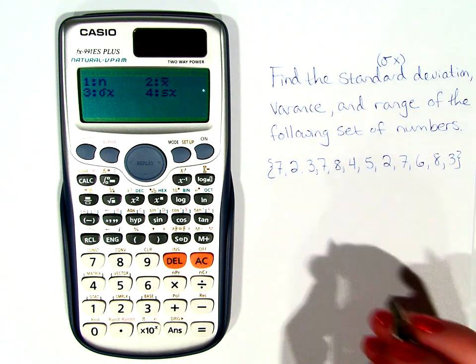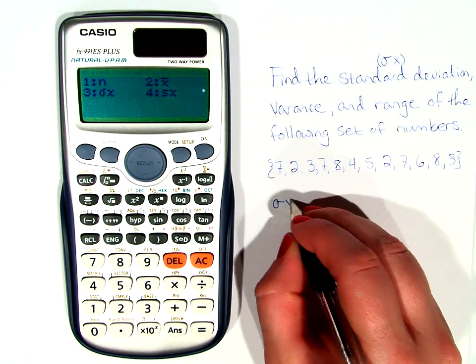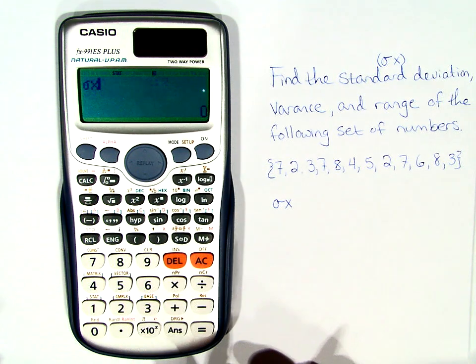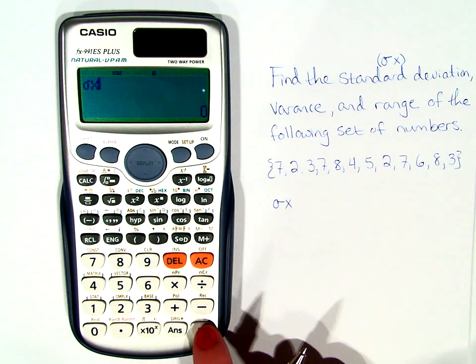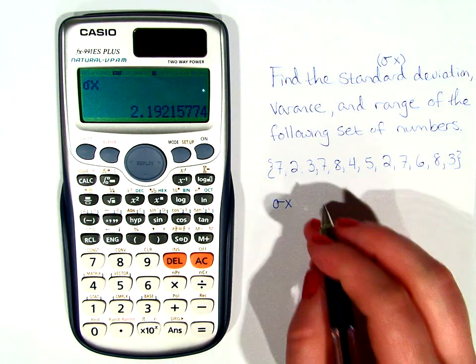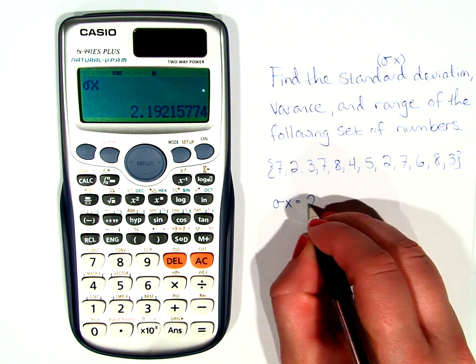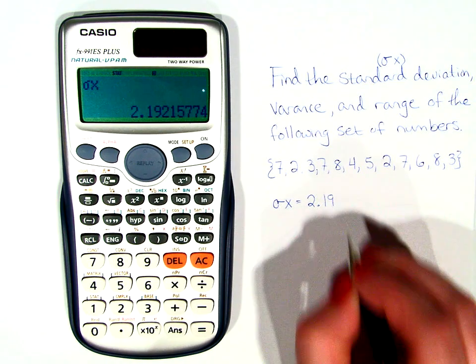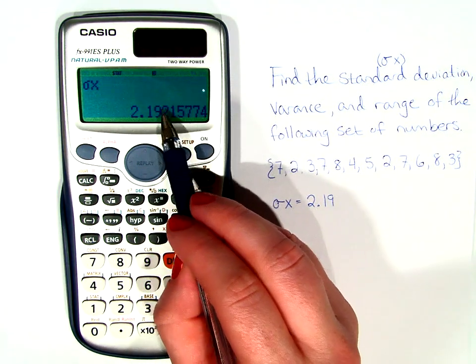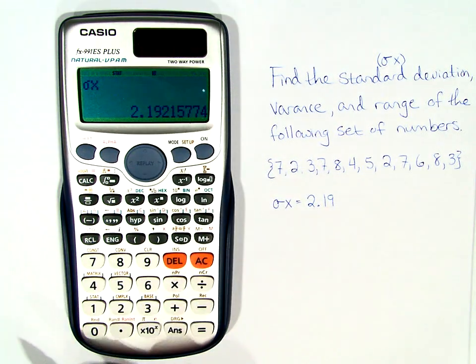Now for standard deviation, all that you have to do is tell it that that's what you want it to do, and it asks, is this what you want? Yes, so we hit the equal sign, and it shows that our standard deviation is 2.19. We do not round up the 9 because there's a 2 after it.